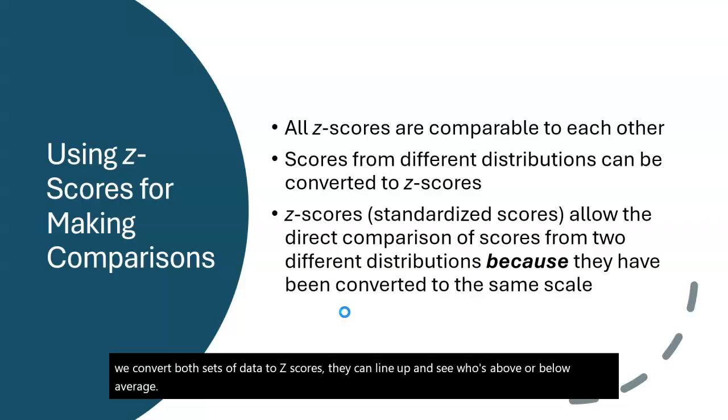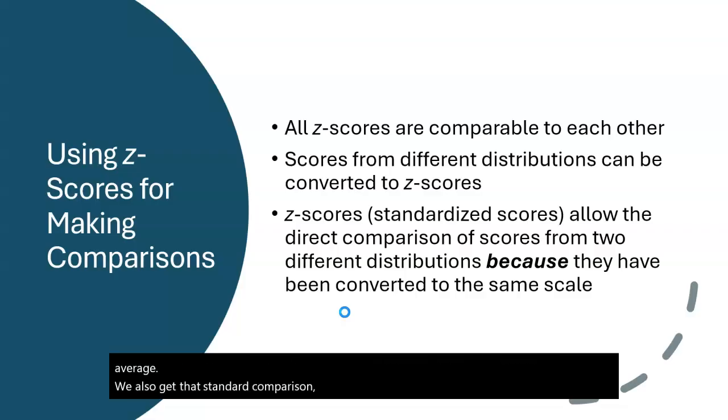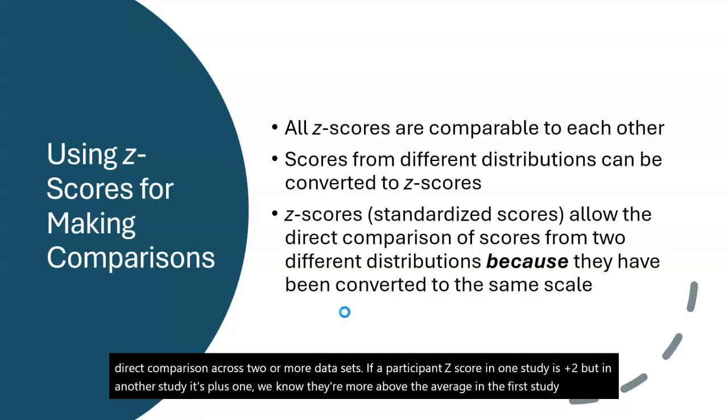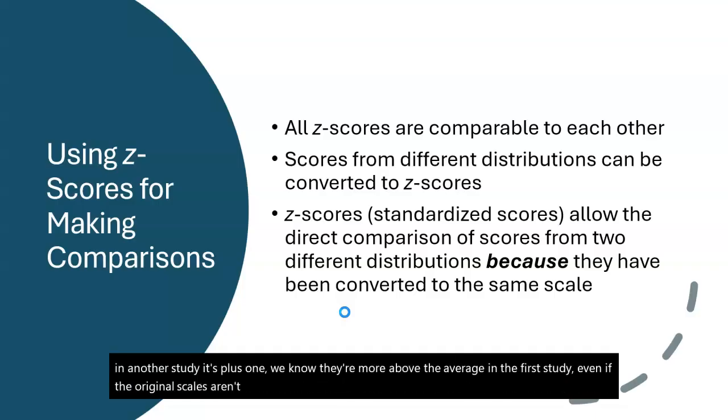We also get that standard comparison. So z-scores, also called standardized scores, provide a direct comparison across two or more data sets. If a participant's z-score in one study is +2, but in another study it's +1, we know they're more above the average in the first study, even if the original scales aren't the same.